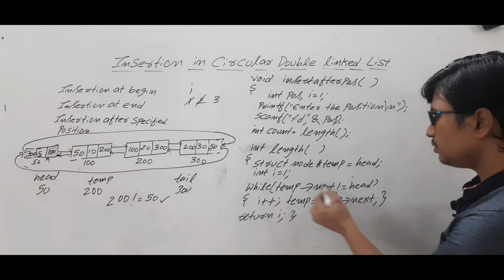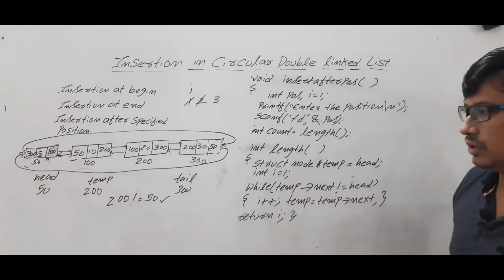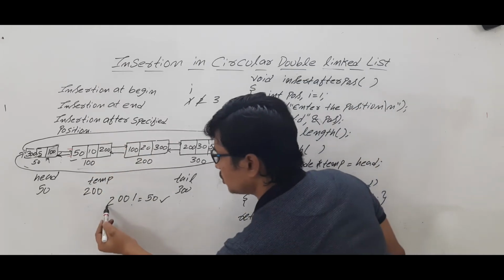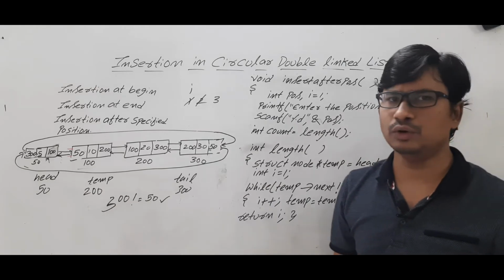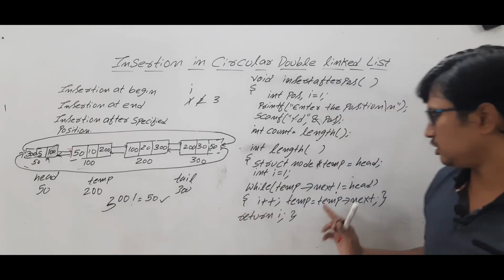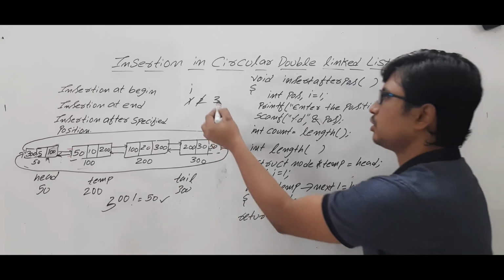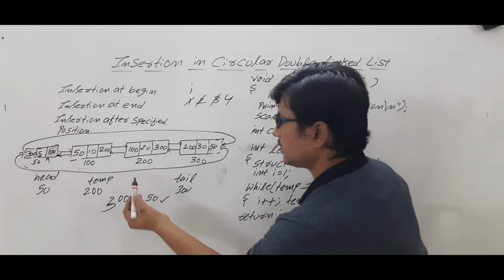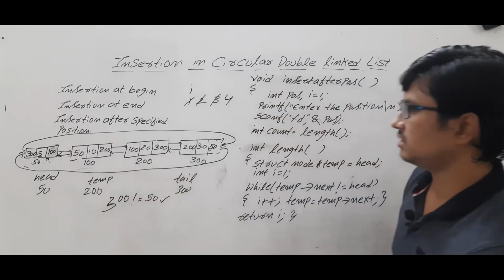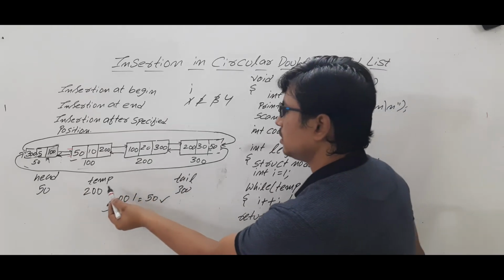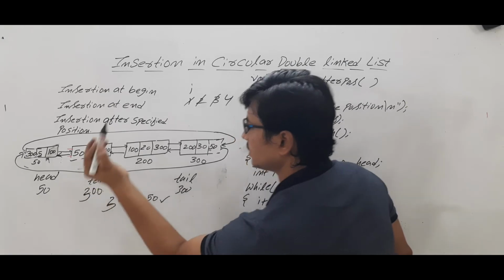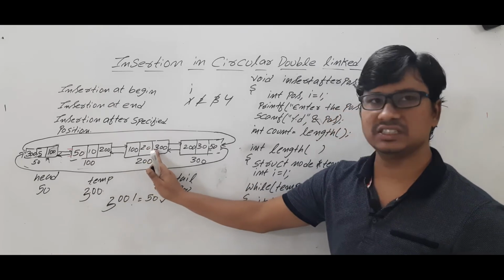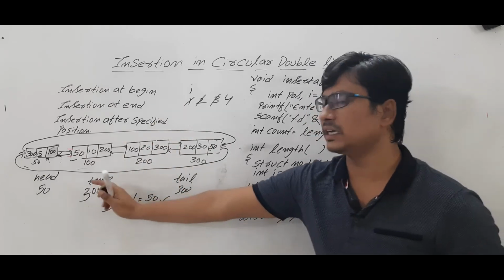Okay, done. Now again you will check the condition, temp of next not equal to head. Temp is 200, 200 of next is 300. So you have to check whether 300 is equal to 50. No, 300 is not equal to 50, so again this condition is true. If this condition is true, i plus plus, now the i value will become 4. Temp is equal to temp of next. Temp is 200, 200 of next is 300, that you are assigning. Are you able to understand? Don't get confused. Temp is 200, 200 of next is 300, that you are assigning to temp. So now you are getting 300 here.